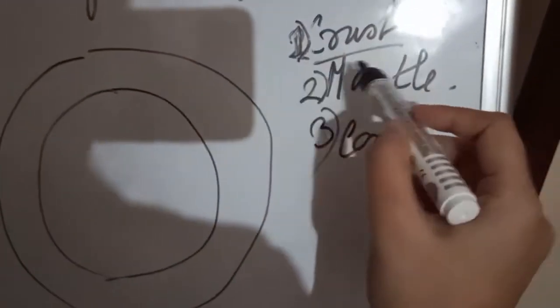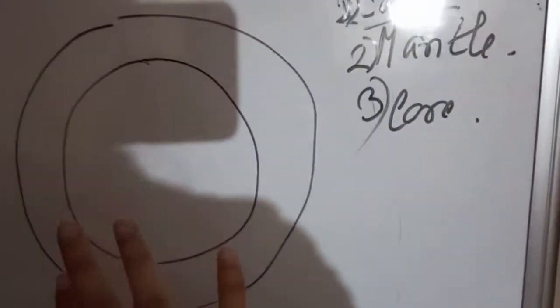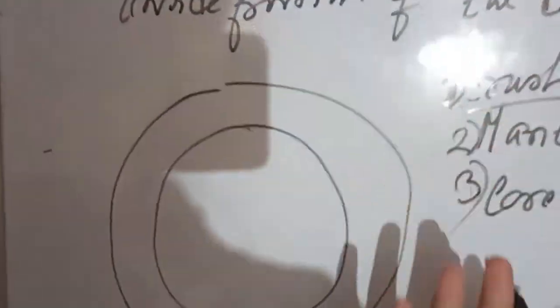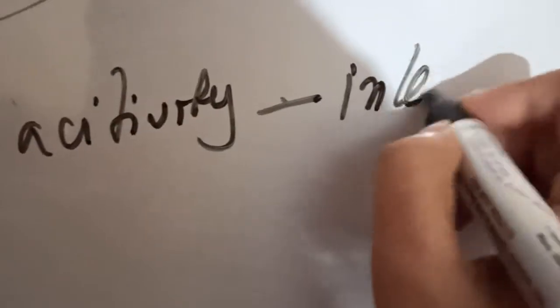Before going into details about these three portions of the earth, I'm going to first talk about the evidence from which we are able to understand the inner structure of the earth, or how the inner structure looks. The first evidence is volcanic activity. The volcanic eruption provides us with enough information regarding the state and the materials of the interior of the earth.